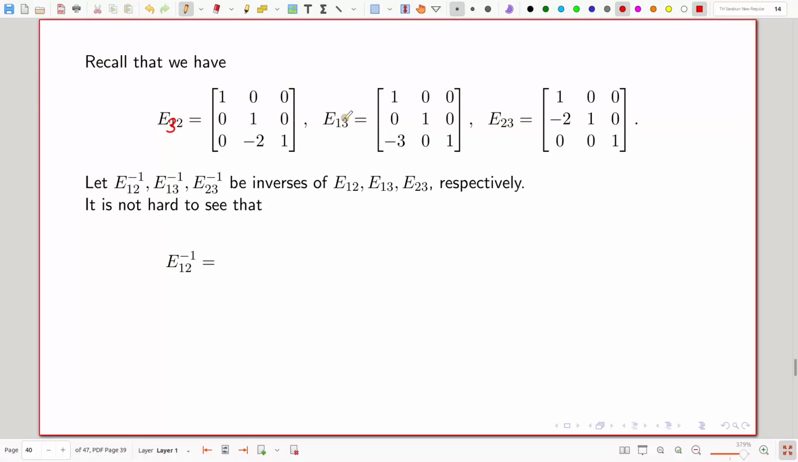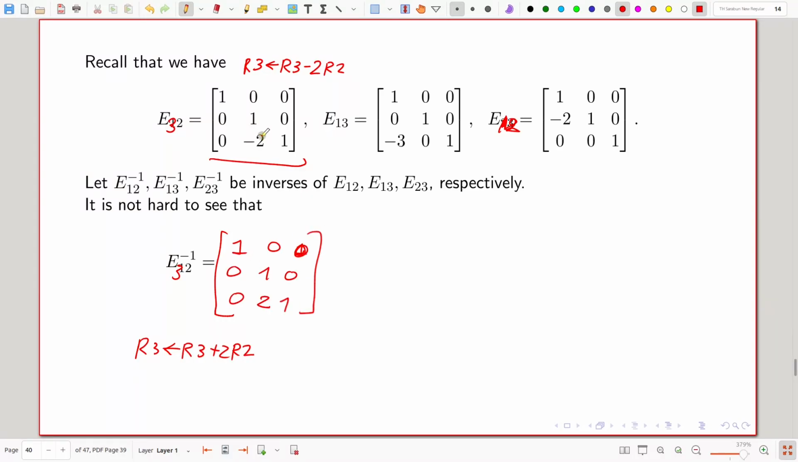E32 E12. Okay, so this matrix, right? It says R3 equals R3 minus 2R2. So what is its inverse? Its inverse usually does R3 equals R3 plus 2R2, right? So that's the inverse, it looks like this. So you basically change the sign here, okay?